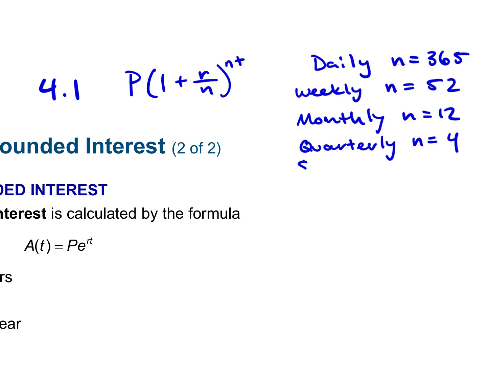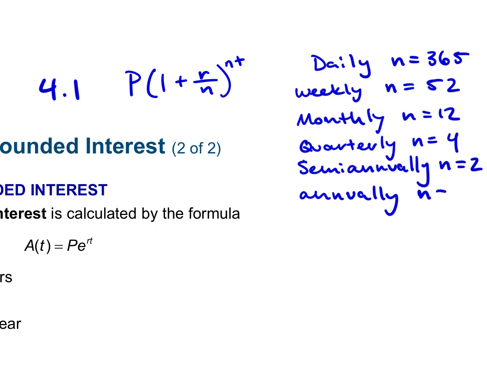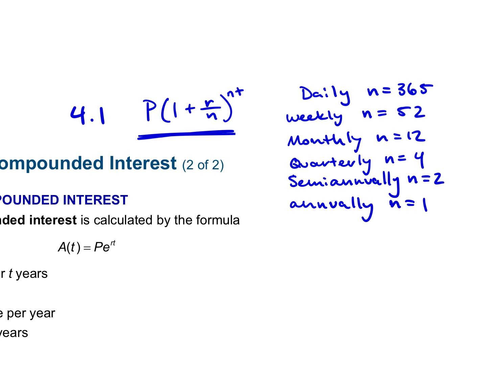What about if it was compounded semi-annually? n would be 2. And if it was compounded annually? n would be 1. So these are the most common ones that you'll see. I talked about this in 4.1 notes. So this is the formula for 4.1. It'll tell you if it's compounded. It'll say it's compounded weekly. Then you know that you're plugging in 52 into your n.